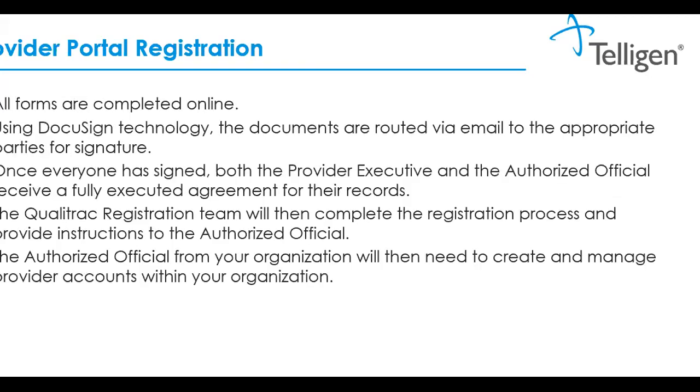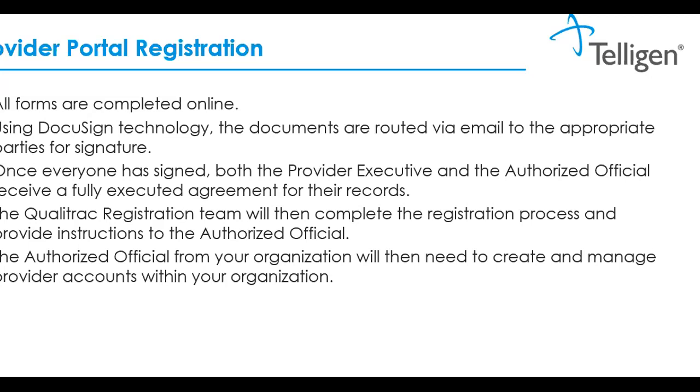So just kind of to recap everything we talked about, all the forms are completed online. If more than one authorized official is needed, you'll just have to fill out the first form, close it, click on the link to open it again, and then fill it out again with each additional authorized official that wants to be named. We do use what's called DocuSign technology so that everything gets routed through email to the appropriate people, and we are able to collect all the information that we need to set up the account.